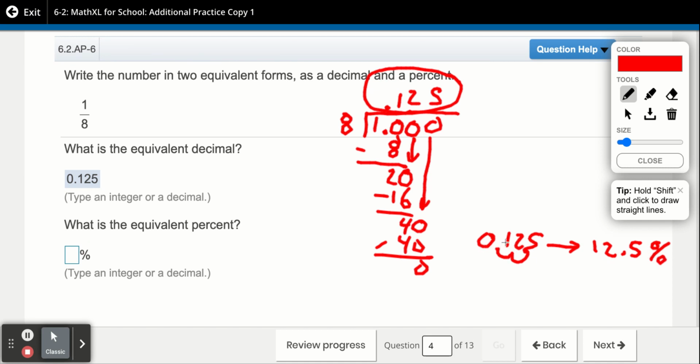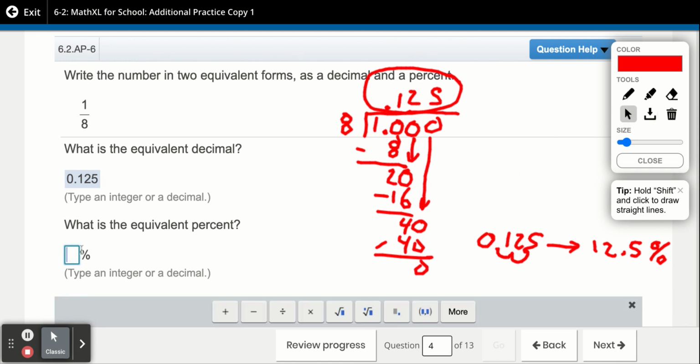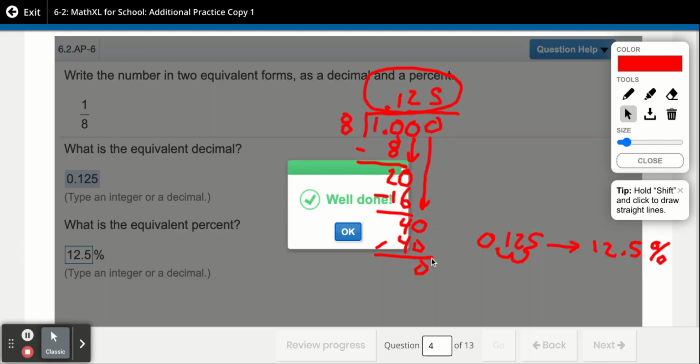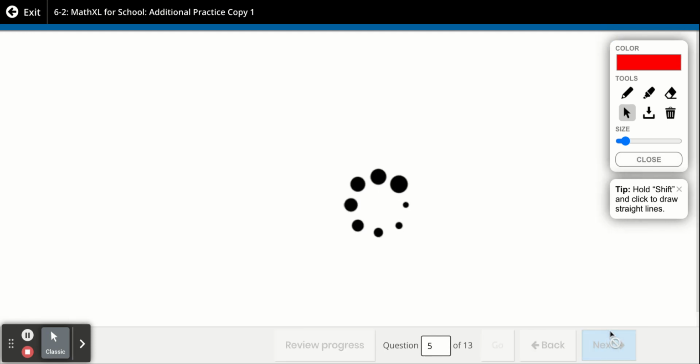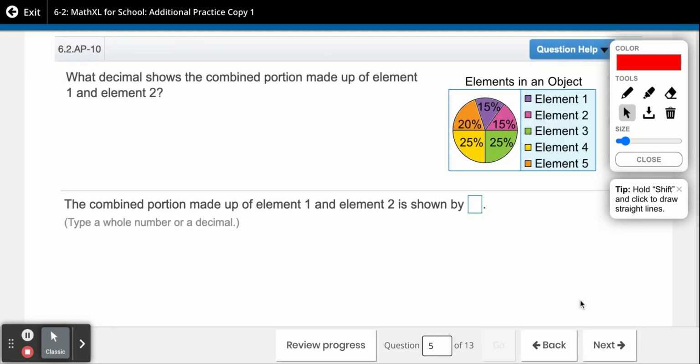So 0.125 is equivalent to 12.5%. But over here, we only need to put in the 12.5. It would get mad at us if we put in the percent symbol there. Check our answer. And we are cruising right along. On to our last question.